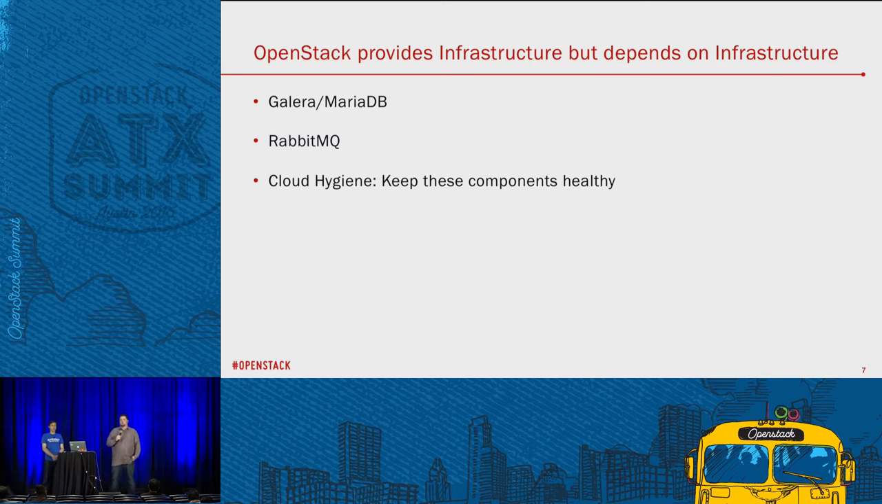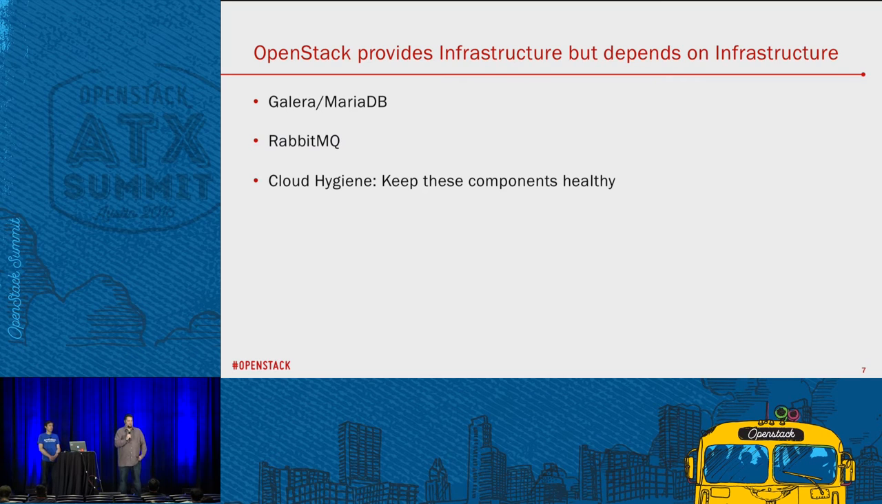And then OpenStack also has its own infrastructure. Right? So OpenStack is providing infrastructure to your users. It also relies on some infrastructure. So being able to tie back across to, say, a Galera MariaDB problem or a RabbitMQ cluster problem, these really are cloud hygiene, being able to keep your cluster healthy.